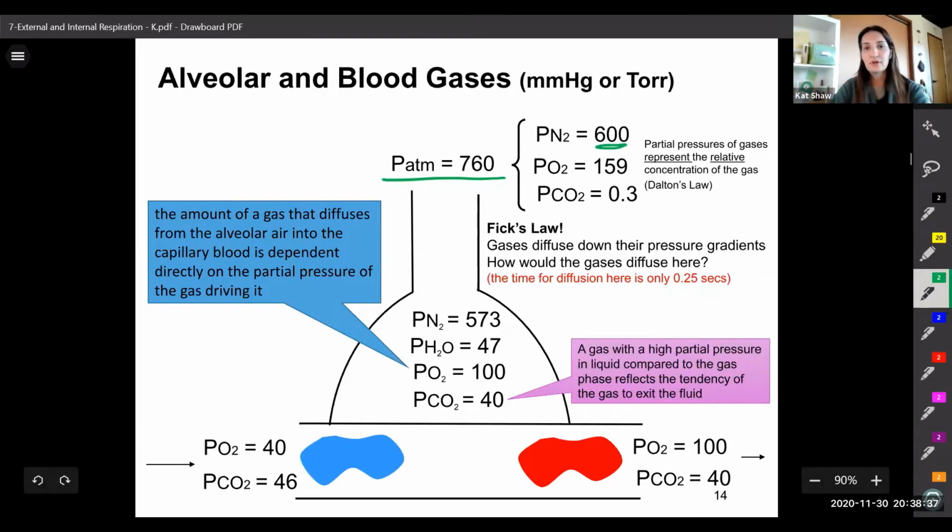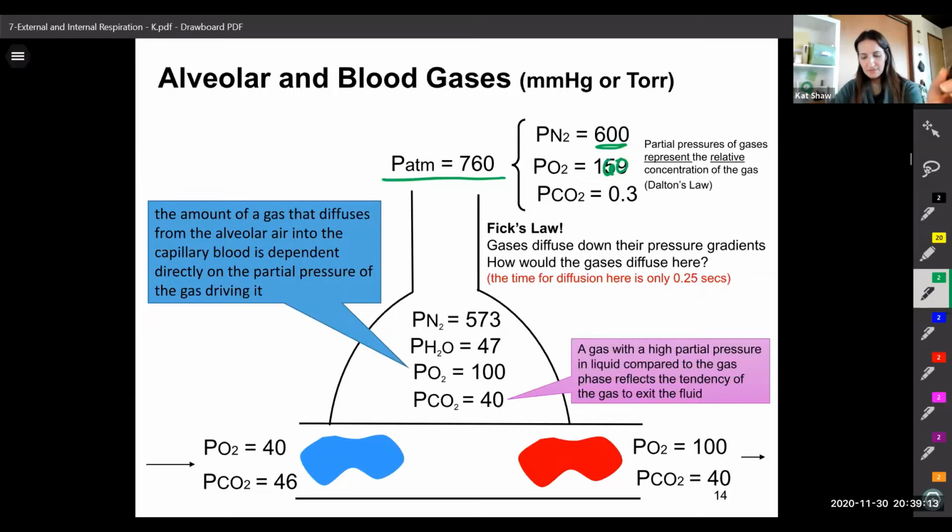600 millimeters of mercury for nitrogen. For oxygen, I usually round this up to 160 rather than 159. And then for the partial pressure of CO2, you'll notice that one looked different than what we saw before when we calculated it directly using Dalton's law. We got 0.23. Here we're really rounding it up to 0.3, right? There's going to be some variation there in terms of the percentage of CO2 in the atmosphere. And this is just an easy number to use, 0.3.